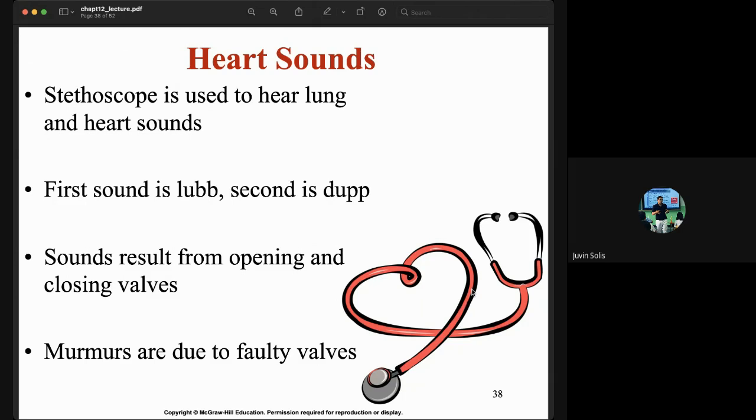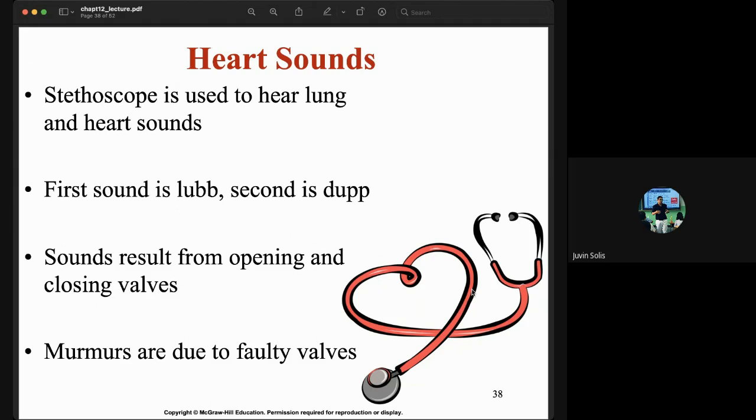Sometimes meron tayong tinatawag na S3 sound. So S1 is lub, S2 is dub, sometimes merong S3. Yung S3 yun yung abnormal. Yung may mga abnormal contraction, lub, dub, dub. Parang ganun yung kanilang heart sound. Okay, but on normal, it's just lub dub, just like that.